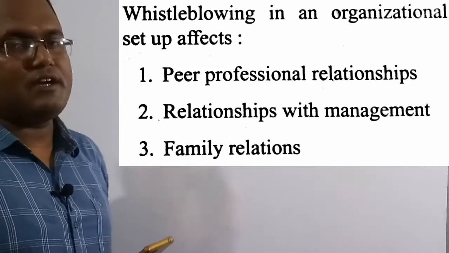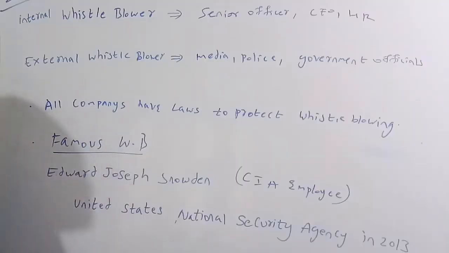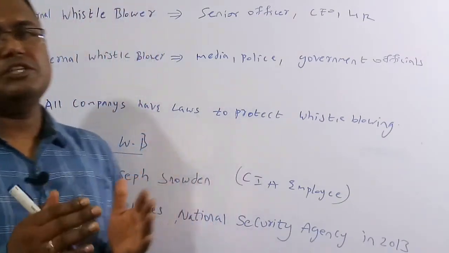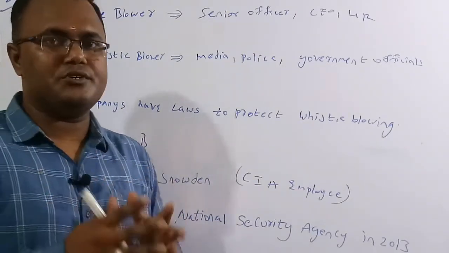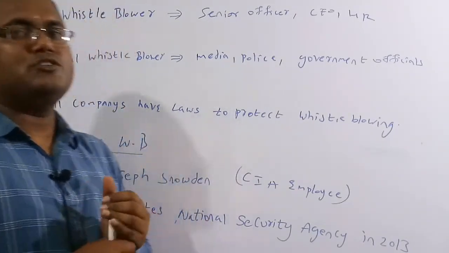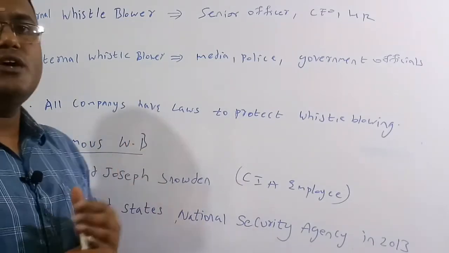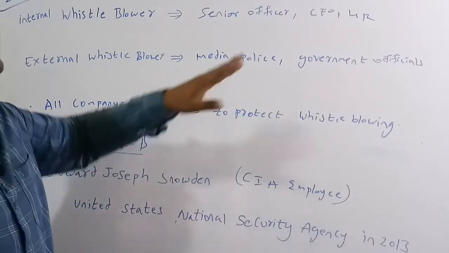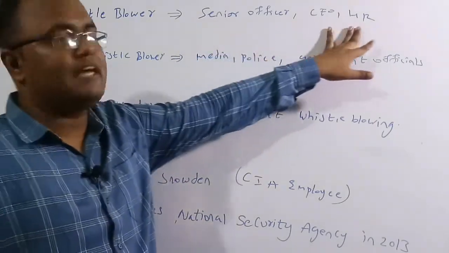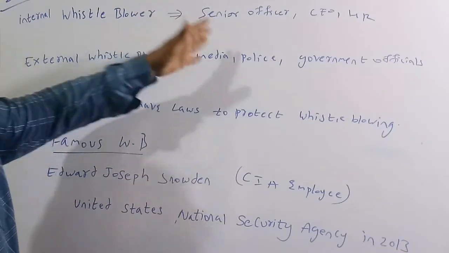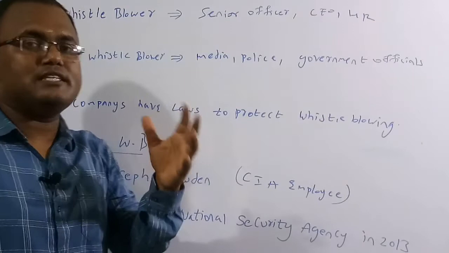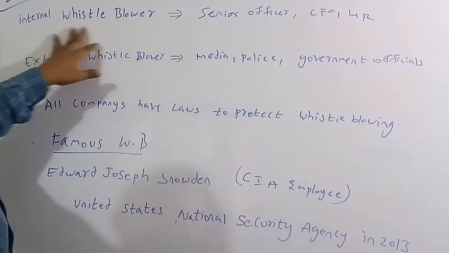And let's discuss some more facts about whistleblowing. Basically, what is the meaning of whistleblowing? Suppose in any organization something wrong is going to happen, and a person wants to tell his higher officials inside the company, like a senior officer, the CEO or the HR of the company, that something wrong is happening. Then he is said to be an internal whistleblower, because he is informing about something wrong inside the company itself.